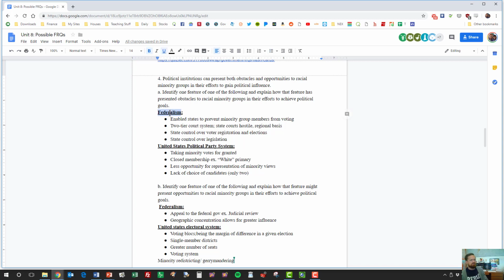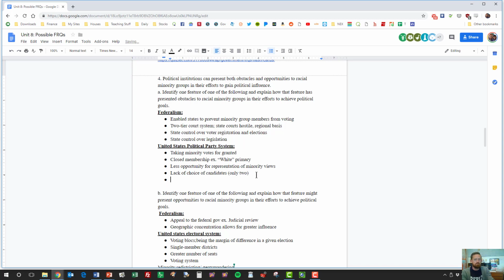I'd probably talk about federalism and how it's about race, right? Is it about voting or is it about race? So a lot of your stuff though is about voting, which is good. It gave federalism, both the party system and the electoral system. Oh, there's another one? So you pick one out of the two. Okay. Or three.